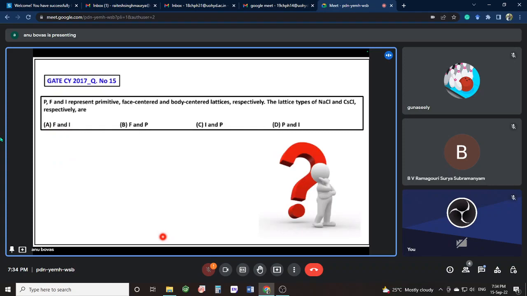This question was asked in GATE Chemistry 2017, question number 15. P, F, and I represent primitive, face-centered, and body-centered lattices respectively. The lattice types of NaCl and cesium chloride respectively are? We learned earlier what primitive, face-centered, and body-centered lattices are. Now the question is to find the lattice type of NaCl and cesium chloride.